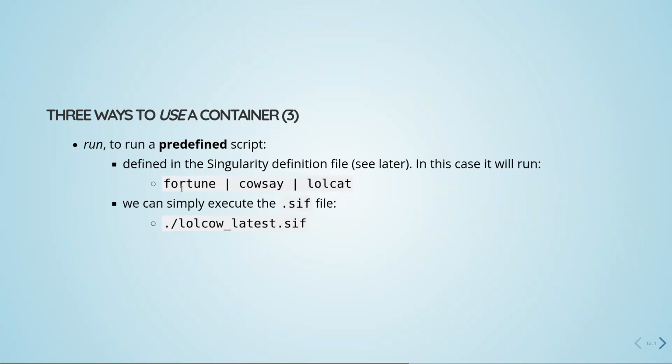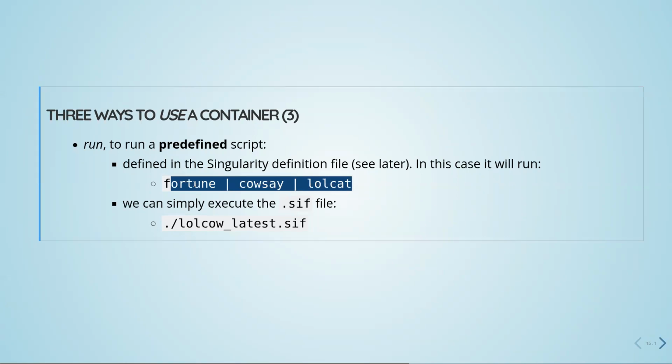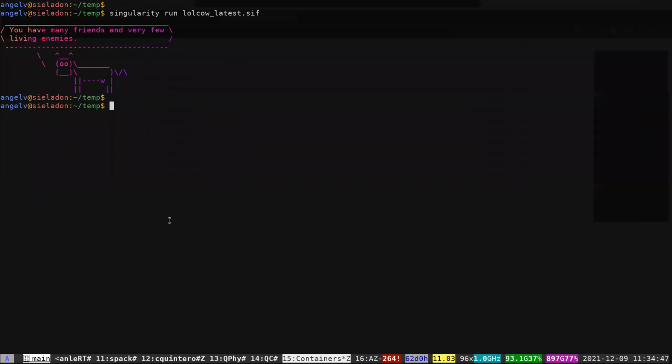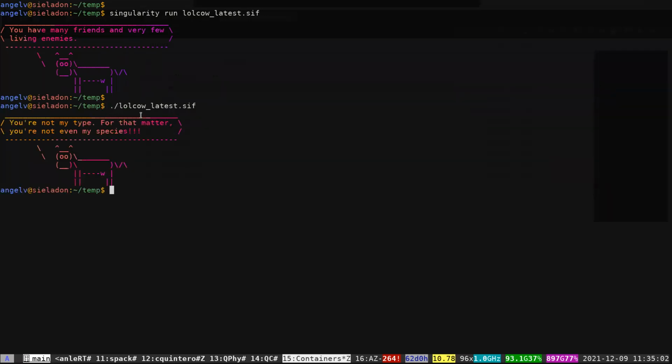These three commands together: the description that I want to run these three commands together is used when I use run, and this is nice because we have this predefined script. We can just treat it as a regular command, as a regular executable file. Instead of having to type singularity run, I can just run it like a regular executable file, and it will run exactly the same.